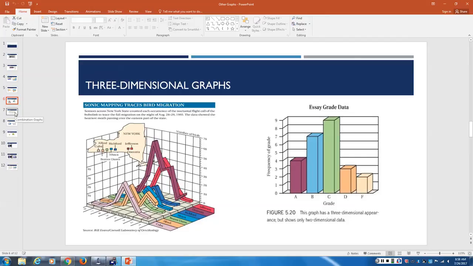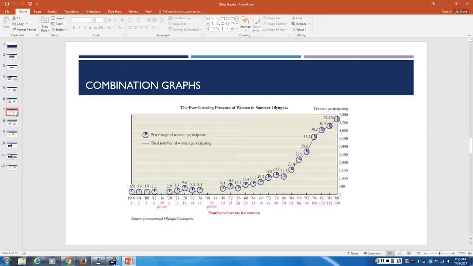So that's one of the things we're going to talk about in this too, you know, just because you can make a graph doesn't make it a good graph. Okay, this is a combination graph. This talks about the ever-growing presence of women in the Summer Olympics.